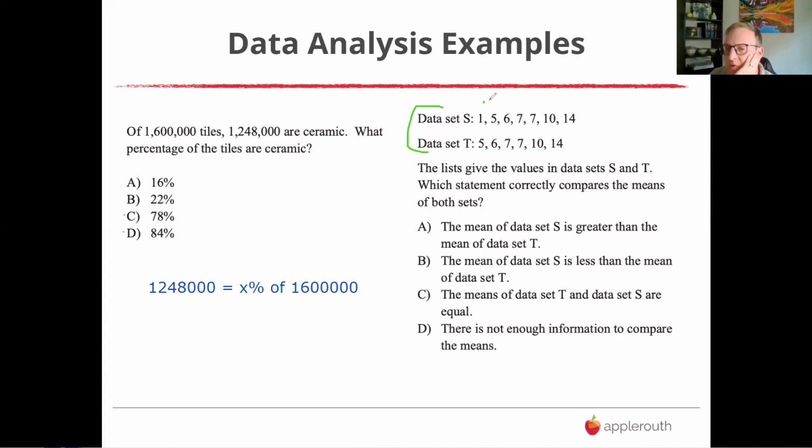And then here, you can actually type in the word mean in Desmos and put all these numbers in with commas, and it'll give you the mean. My hope is that you look at this and see they're the same exact numbers, except data set S has an extra 1, which would be smaller than any other number. And outliers like that do affect the mean. So the mean of data set S is going to be lower than T. That one's just B. And just for good measure, because I know someone will probably ask, 1248 over 1600, C on the left side.